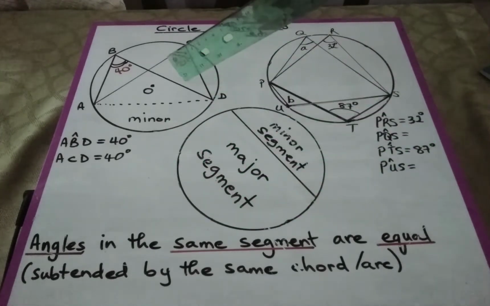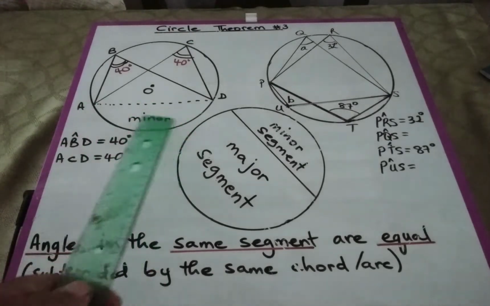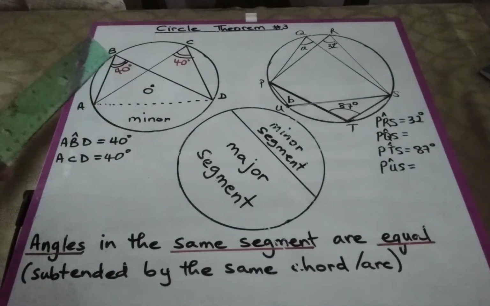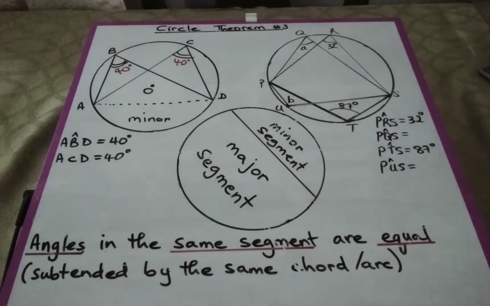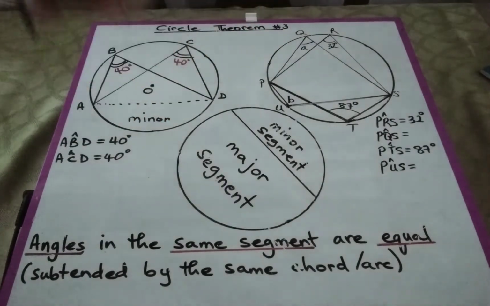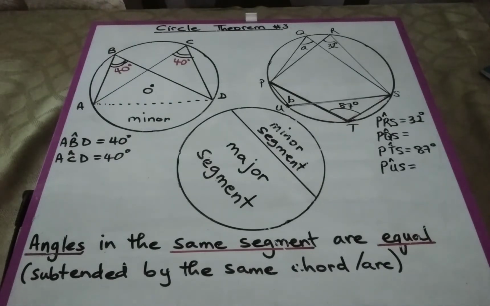So if we look at this one, we have the minor segment below the chord and we have the major segment. And you notice that the two angles that are on the circumference, they are equal. So ABD is 40 and ACD is also 40. Now angle B, angle C is 40.